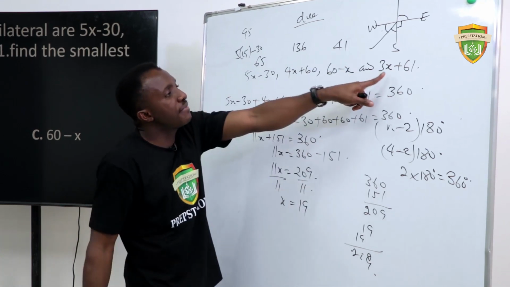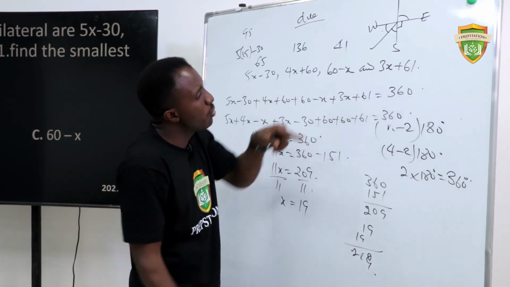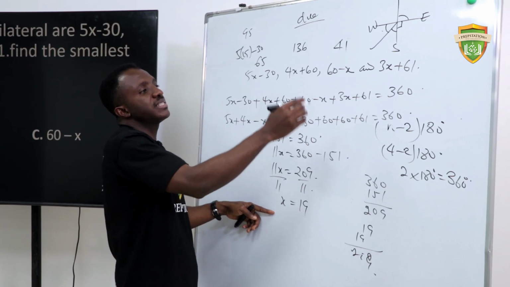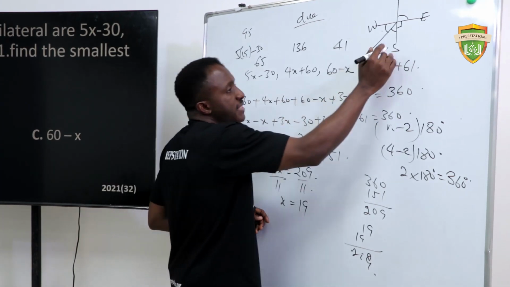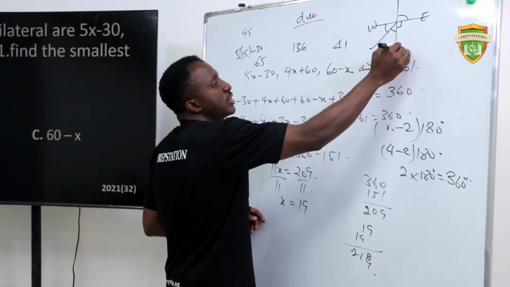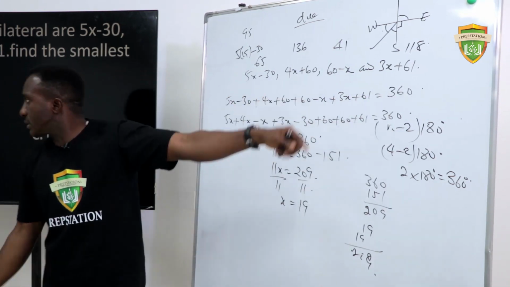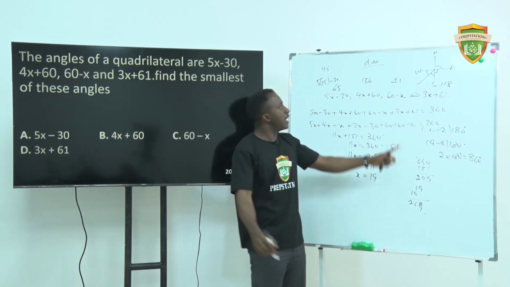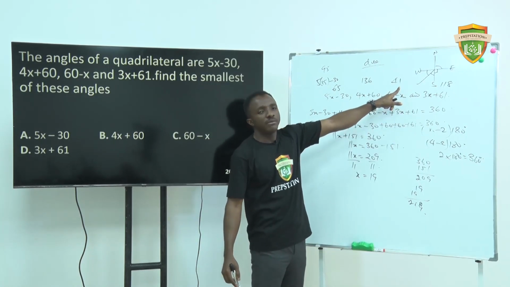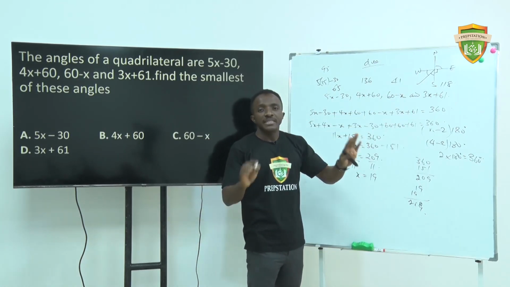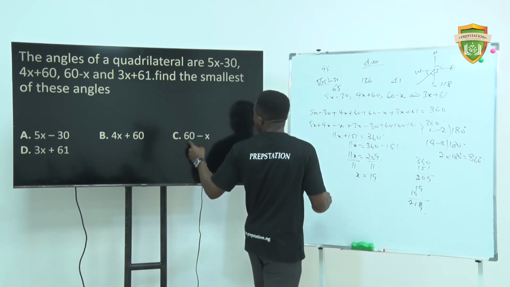41. And then here we have 3x plus 61. 3 times 19 is 57. 57 plus 61 gives me 118. So you can tell from here that the smallest of the angles is 60 minus x. Now that is the answer, which is option C.